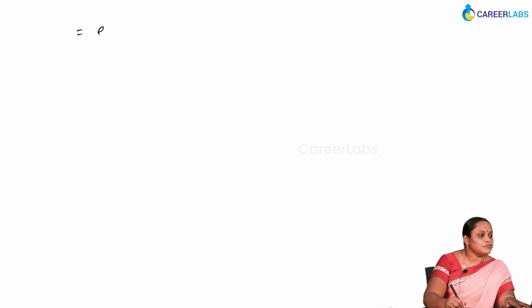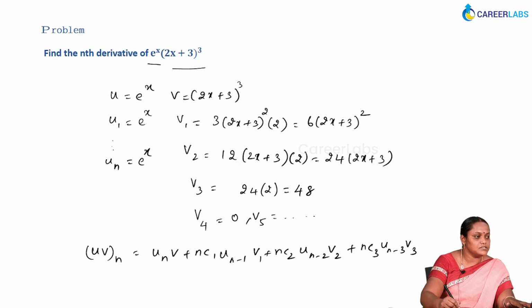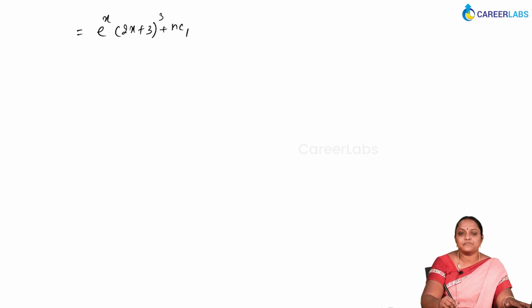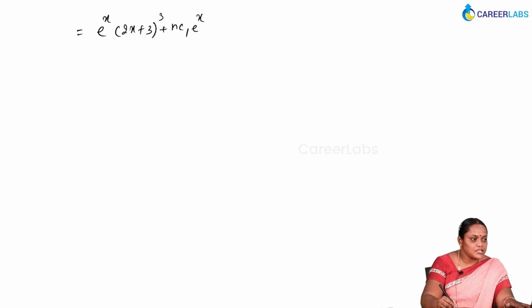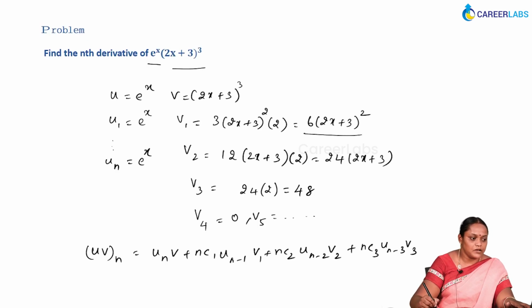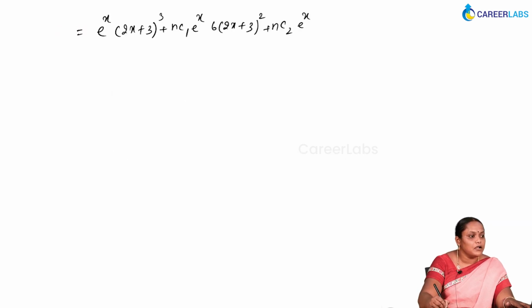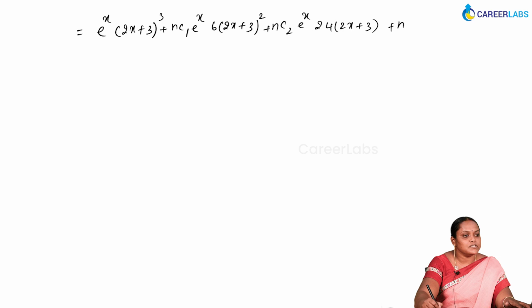Now this is equivalent to, for un it is e power x. What is v? That is (2x plus 3) the whole power 3. Then plus nC1. Later on you will replace nC1; let us retain this as it is. nC1 u(n-1) is going to be e power x again, and v1 is nothing but 6 times (2x plus 3) the whole square. Then plus nC2 u(n-2), which is e power x, and v2 will be 24 times (2x plus 3). Then plus nC3 times u(n-3), which is e power x, and for v3 it is going to be 48.